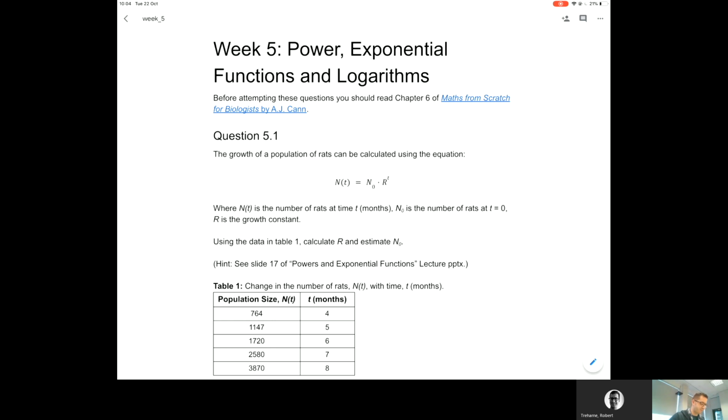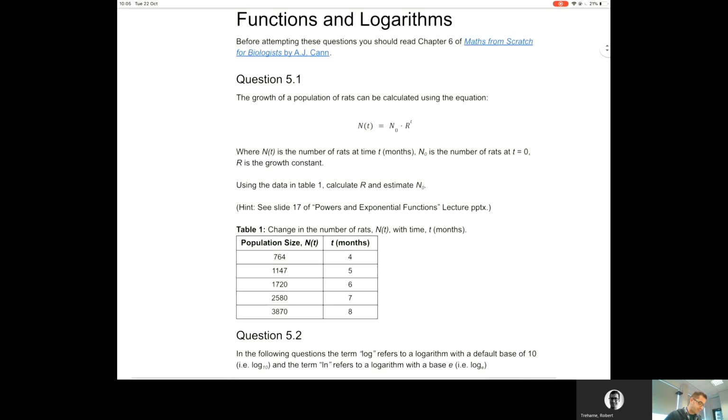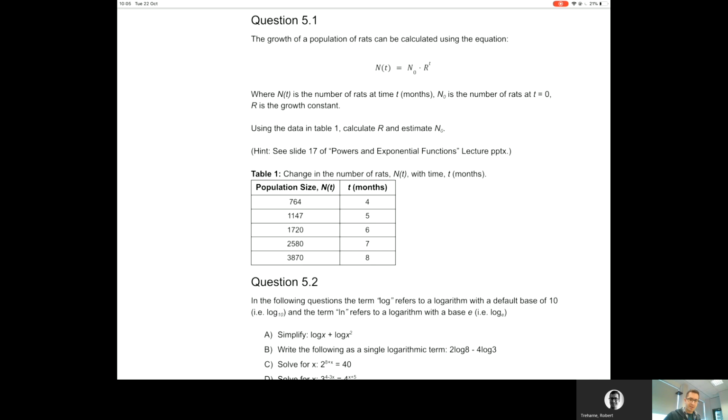Question 5.1. Let me read the question. And this question is directly linked to the example that Andy gave in his lecture on Monday. So we're looking at a population growth equation, N(t) equals N naught times some growth factor R to the power t, and t is time in that case, right? So I'm asking, what is the number of rats at t equals 0 if I know this data, and there's some data here. And actually, I'm just going to write this out, and I'm going to show you what I actually mean by this constant factor R.